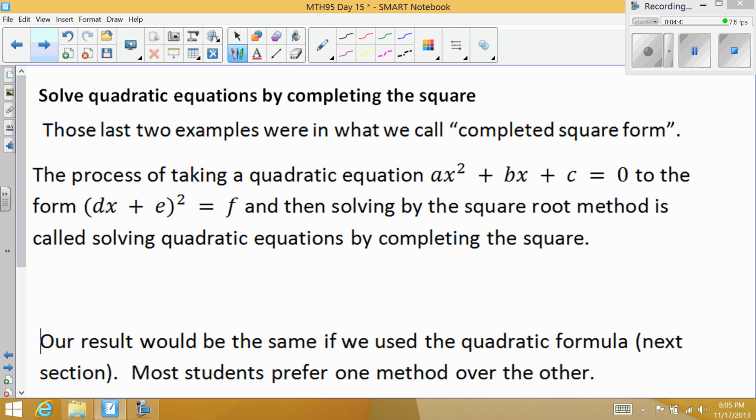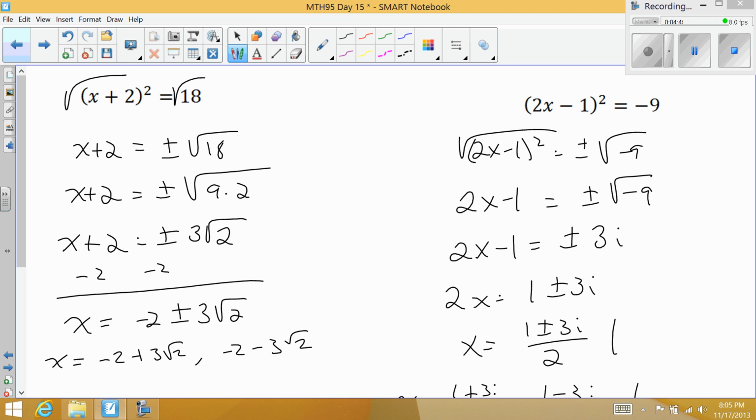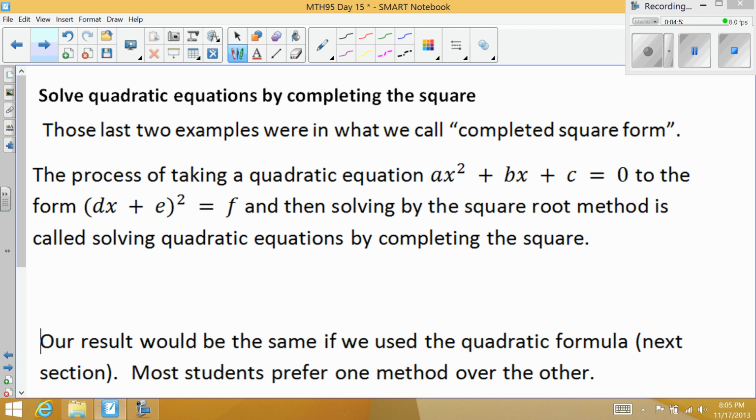Okay, so now we're going to go into solving quadratic equations by completing the square. So those last 2 examples, these 2 original problems back here, are in what we call completed square form. So the process of taking a standard quadratic equation, ax squared plus bx plus c equals 0, to the form (dx plus e) quantity squared equals f, and then solving by the square root method that we just did, is called solving equations by completing the square.